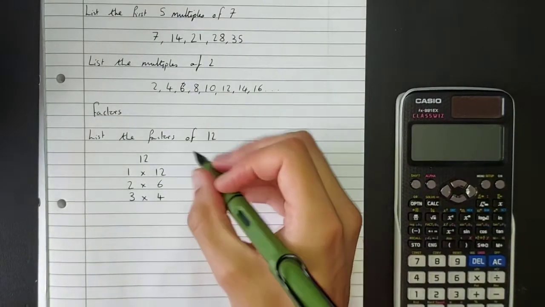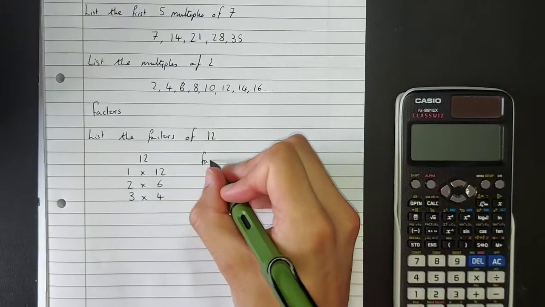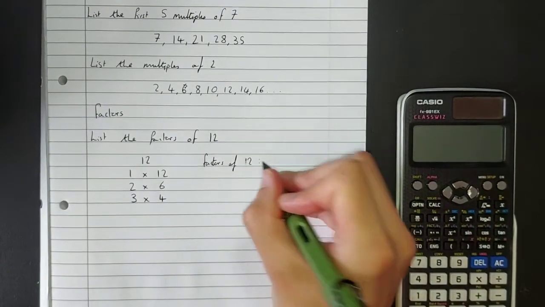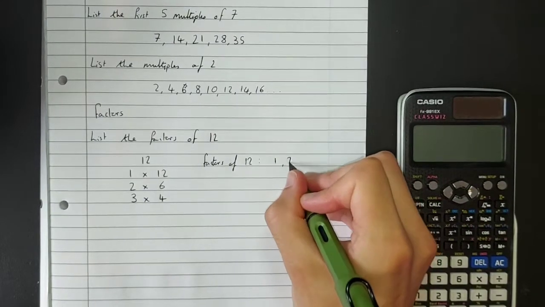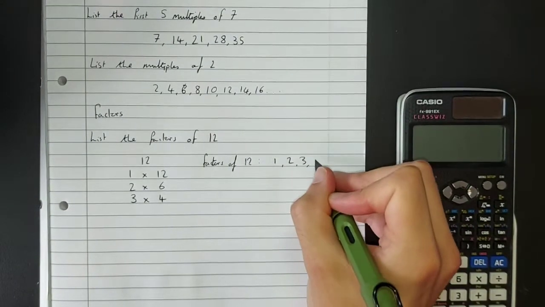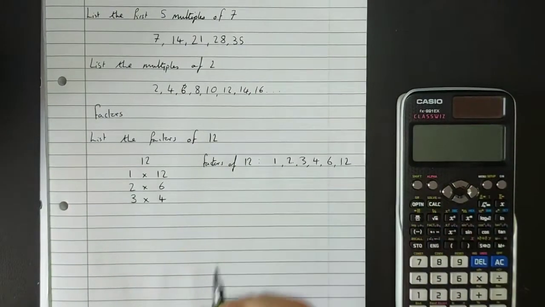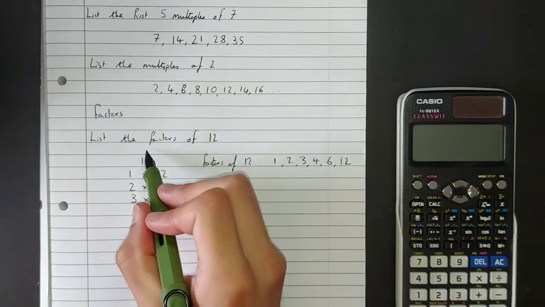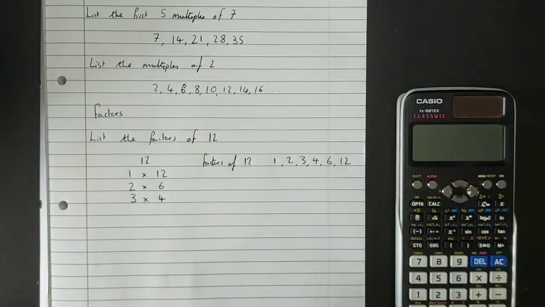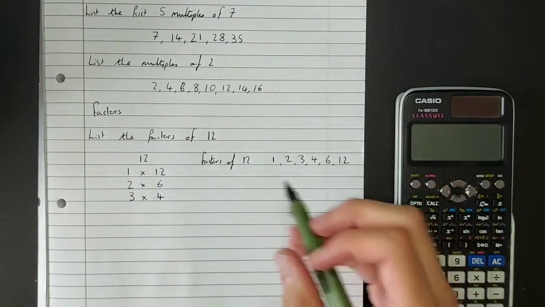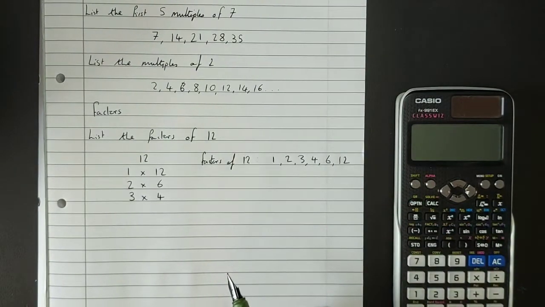So I know that the factors of 12 are 1, 2, 3, 4, 6, and 12. Okay, so this is where these numbers come from. And if I was asked to list the factors, I would just list these numbers off. It makes sense to do them in order. I just did them smallest to biggest. That's just a logical order to do them in.